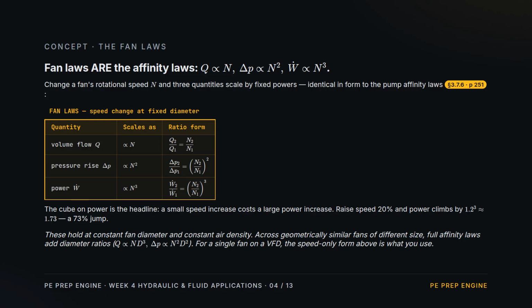Raise speed 20%, and power doesn't rise 20%. It jumps by 1.2 cubed, about 73%. That's why variable frequency drives save so much energy versus throttling with a damper. These speed-only forms assume fixed diameter and density, the usual exam setup.